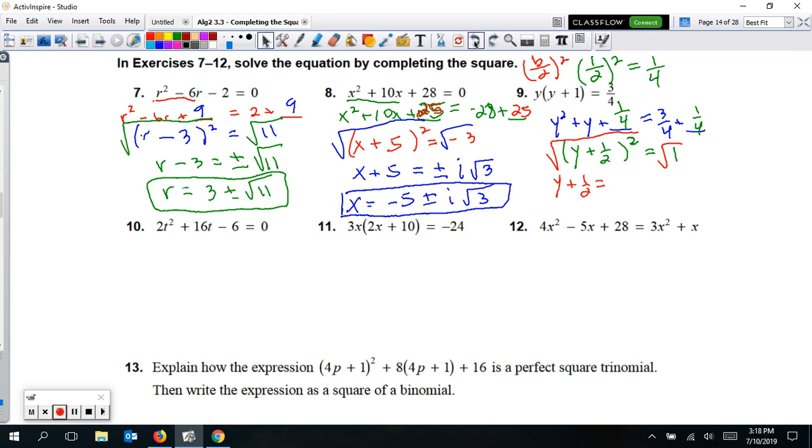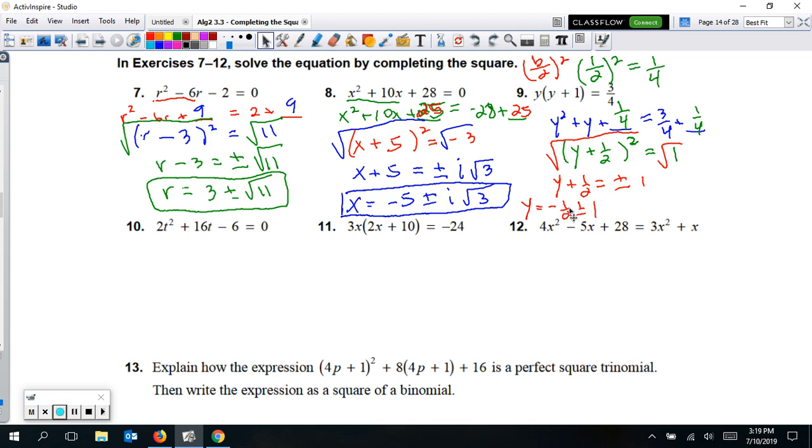So it's just y plus 1/2 is equal to plus or minus the square root of 1. We got to make sure we put plus or minus. And the square root of 1 is 1. So when we just subtract the 1/2 now from both sides, y is equal to negative 1/2 plus or minus 1. So we're going to get two answers here. If there's no radical, you don't want to leave it like this. You want to actually get an answer.